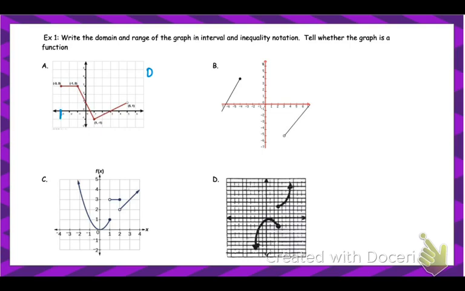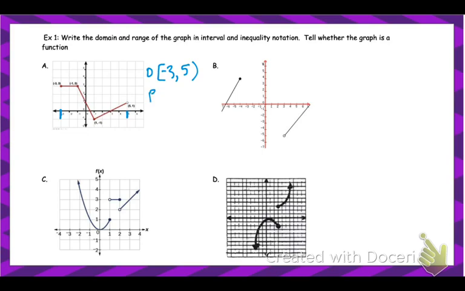So right here, the farthest left this graph goes is -3. The farthest right this graph goes is 5. So our domain is from -3 to 5. Because -3 is included, that is a hard bracket. Because 5 is not, that is a parenthesis.